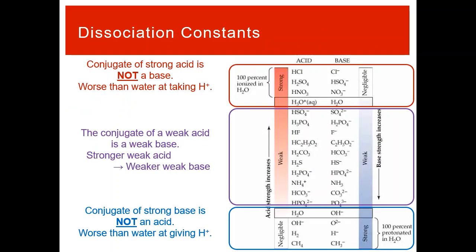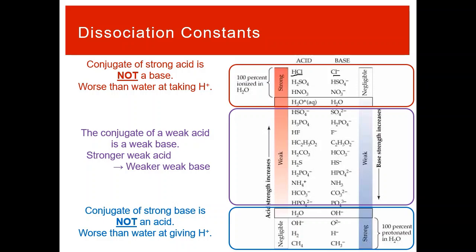So we can extend this out, and what it means if you have a really strong thing, so for example, a strong acid, its conjugate is so weak, it's not even a base. So this is what makes them strong. So for example, HCl is a strong acid, it's a very strong acid. Its conjugate, chloride, just is not a base. So if you have a strong acid, its conjugate is not a base.